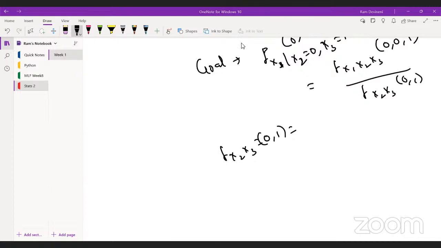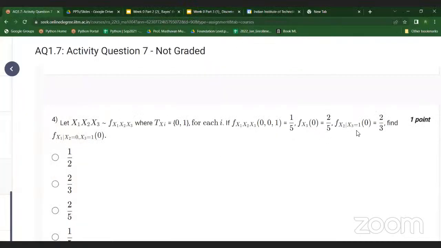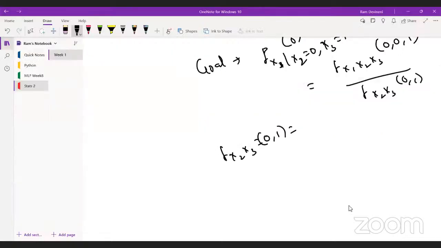For you to get that, they gave f of x2 given x3 equals 1, at 0, is 2 by 3. Is it something like if we can do the factors? There was some factoring concept, I think, in the last lecture. Yeah, we'll try to do that.